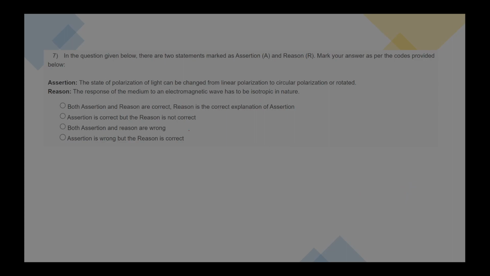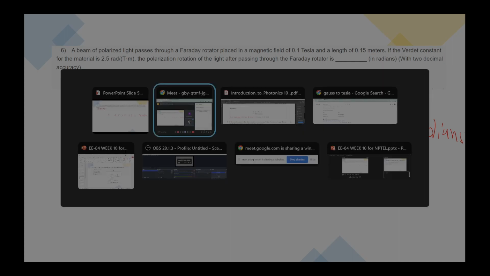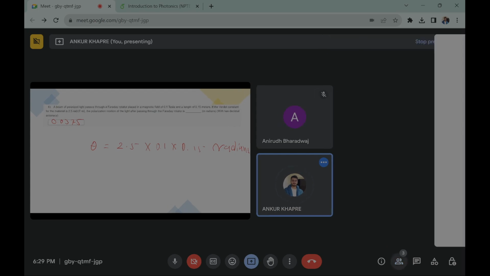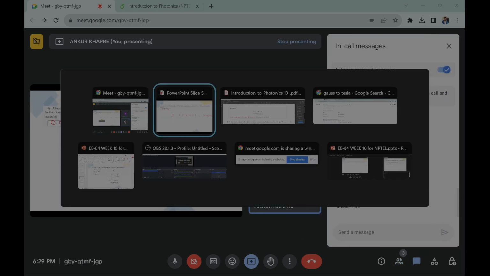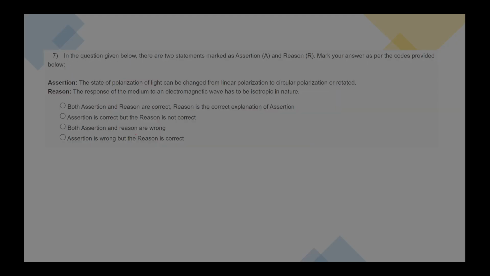Now the question number 7. What is in this? 0.0375. Is correct? Yeah.